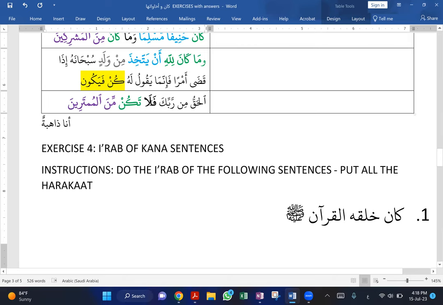We said kana conjugates normally: huwa kana, kana, kanu, kanat. And of course, you come to mudari', yakunu, yakunani, all the way to amr, al amru minhu, kun, kuna, kunu. Then, of course, you have لا النهي, لا تكن, don't be. So this is Allah commanding: don't be من الممترين, from the doubters, those who doubt.